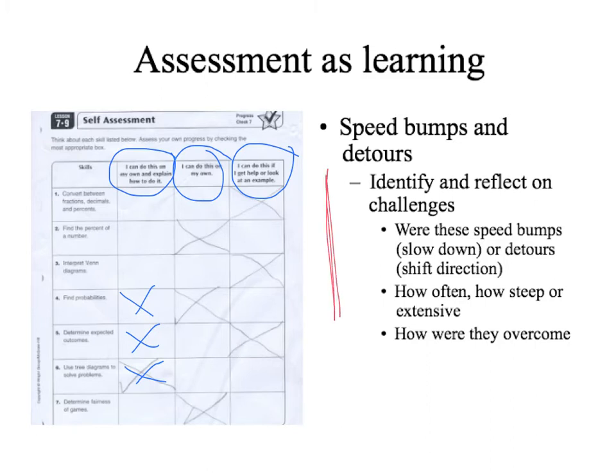Over here, we're using the language of speed bumps or detours that could assist your students to write reflexively in their learning journals. What were the challenges, the things that are slowing them down? Or what are the detours that require your students to go off and find new information? Ask your students to think about how often they are experiencing the speed bumps or the detours. How steep were the speed bumps? How extensive are the detours? How do they think they're going to overcome these? How are you going to help them overcome these?